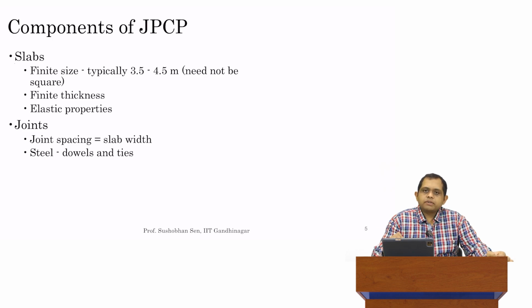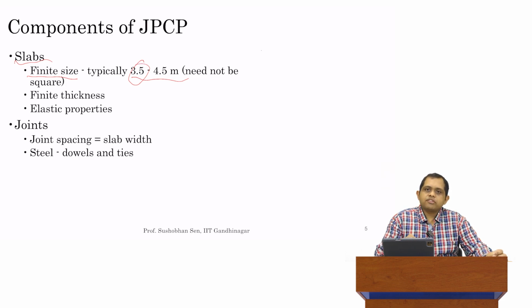Let's go a little bit deeper into each of these components. So if you look at slabs, first of all, in rigid pavements, slabs are of finite size. Typically, the size, which is the length and the width, is 3.5 to 4.5 meters. Note that it need not be a square. You could also have a rectangular slab, although it's more common just to have a square slab, typically 3.5 by 3.5, but you could also have 4.5 by 4.5.